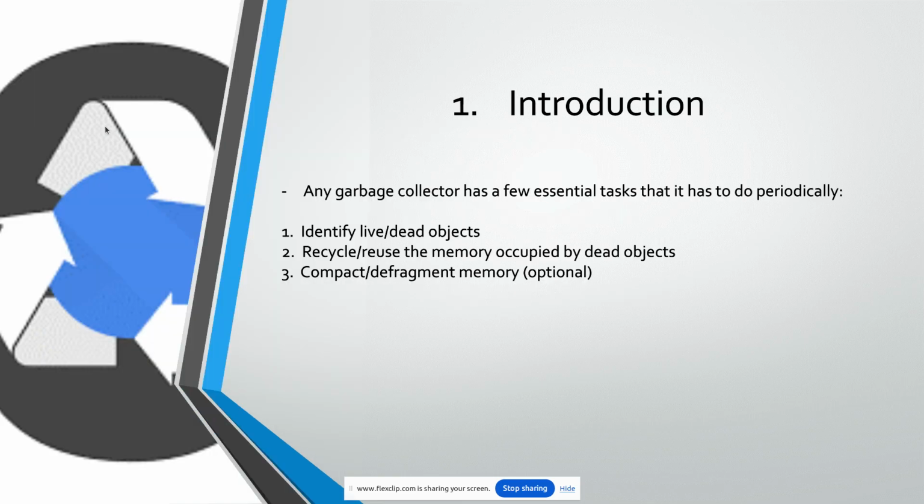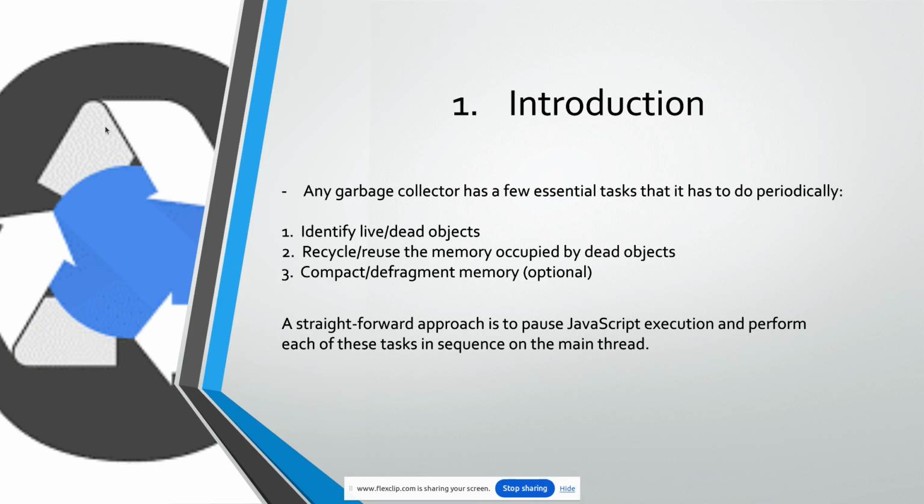So the garbage collector has a few essential tasks: identify live or dead objects, recycle and reuse the memory occupied by dead objects, and compact and defragment memory. This last one is kind of optional, because compacting or defragmenting memory costs a lot.